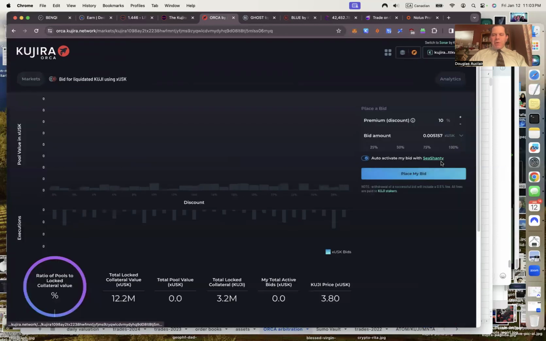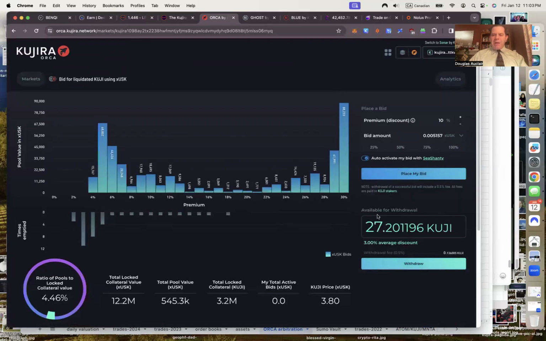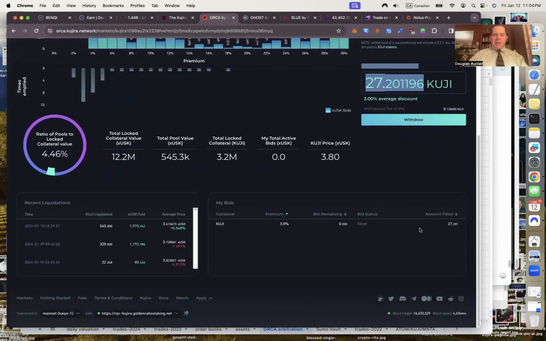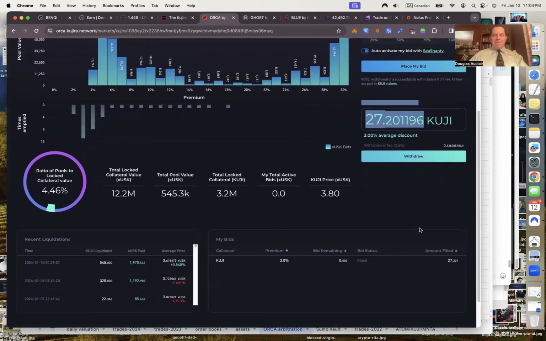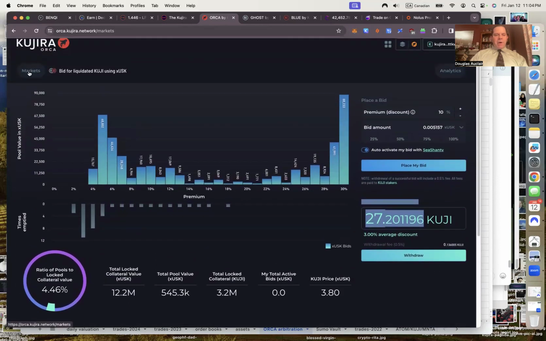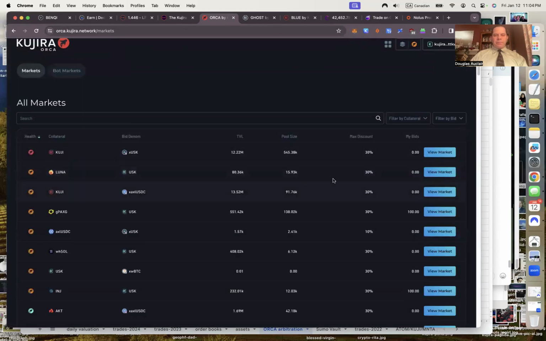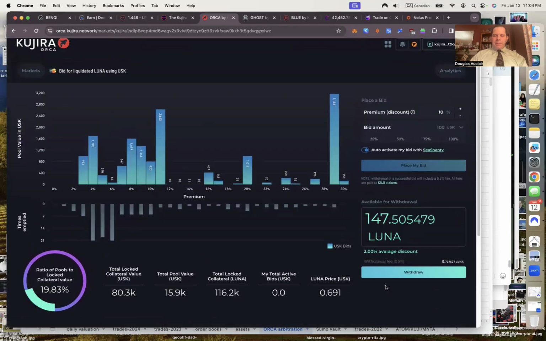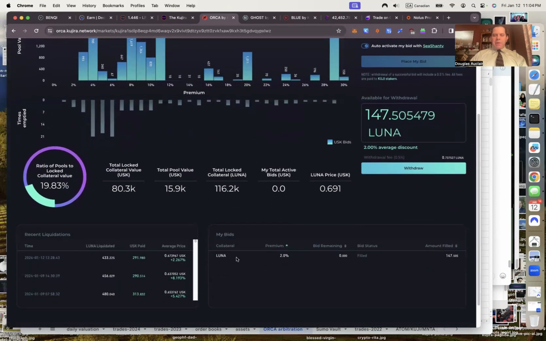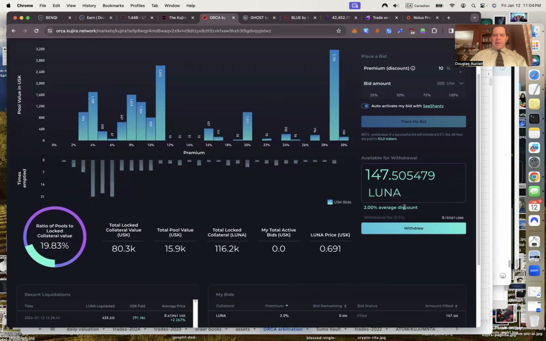When you actually do go to the market, you see, ta-da, I have available for withdrawal 27 Kuji from the approximately 100 USK lent to Ghost that I'm able to claim here. Same thing for Luna. I know that I placed a bid with 100 USK and I am now claiming 147 Luna.